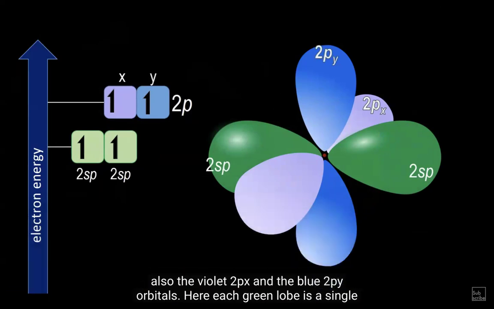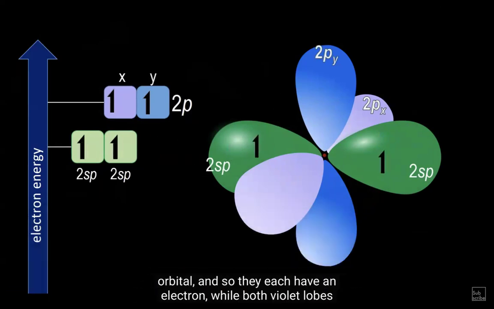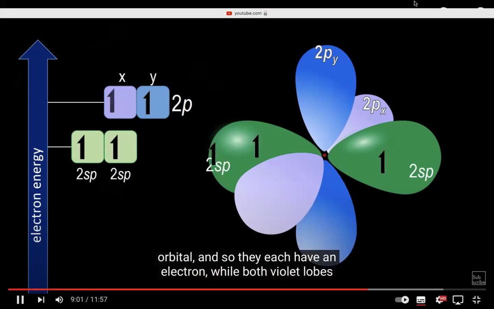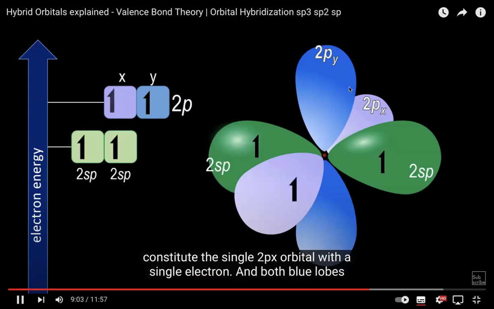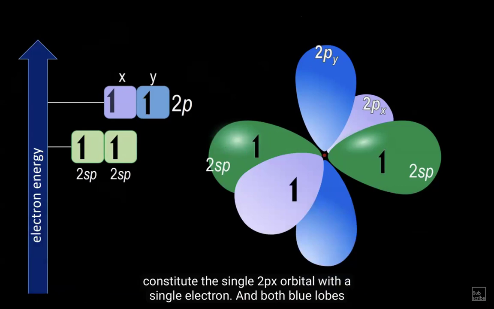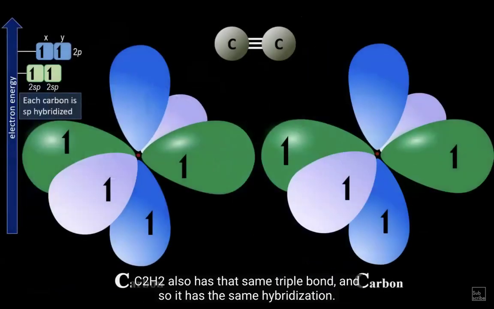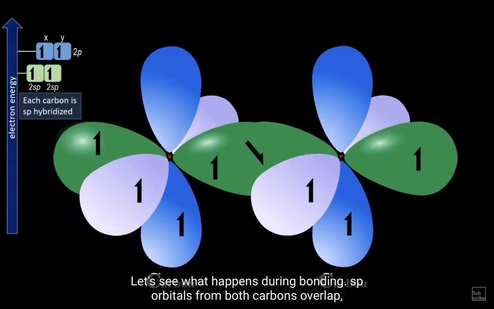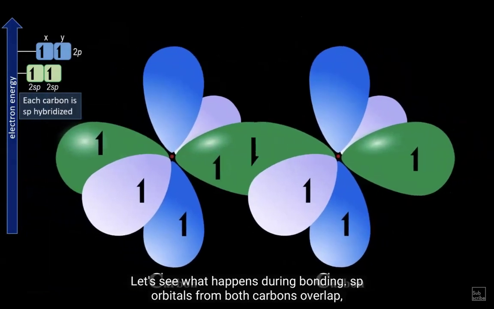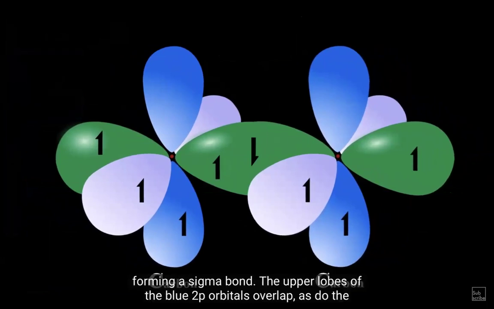Here, each green lobe is a single orbital, and so they each have an electron, while both violet lobes constitute the single 2px orbital with a single electron, and both blue lobes constitute the single 2py orbital with a single electron. The other carbon in C2H2 also has that same triple bond, and so it has the same hybridization. Let's see what happens during bonding. sp orbitals from both carbons overlap, forming a sigma bond.